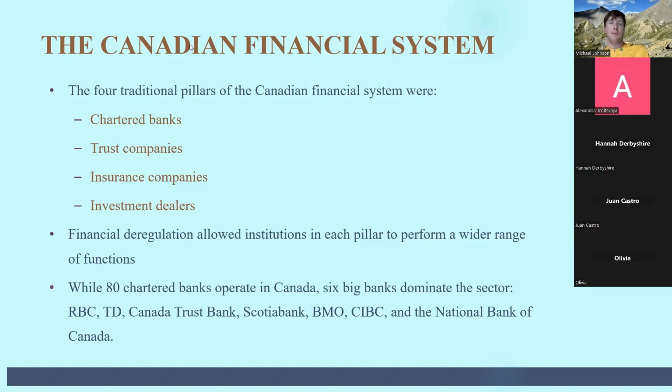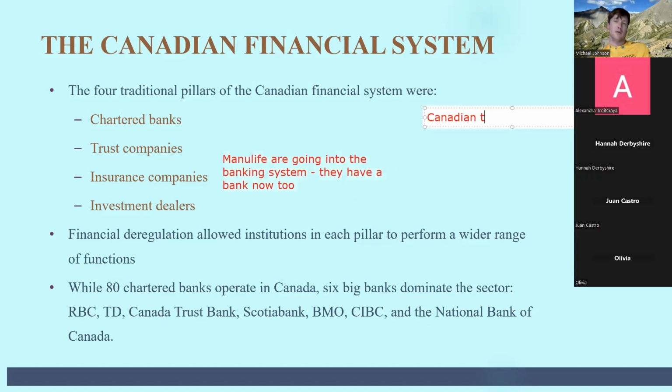But now companies like Manulife are going into the banking system. They have a bank now. And then Canadian Tire has a bank now too. So many insurance companies are expanding into banking.